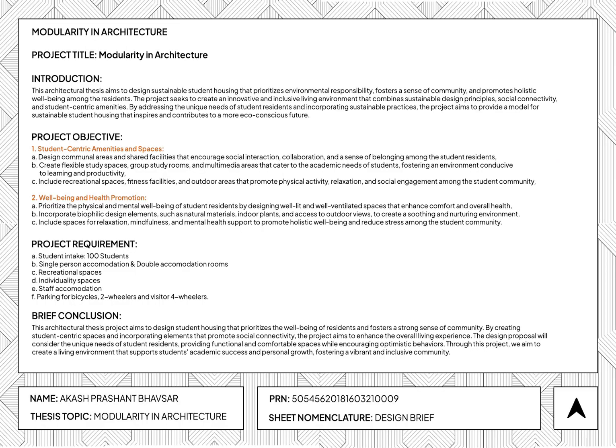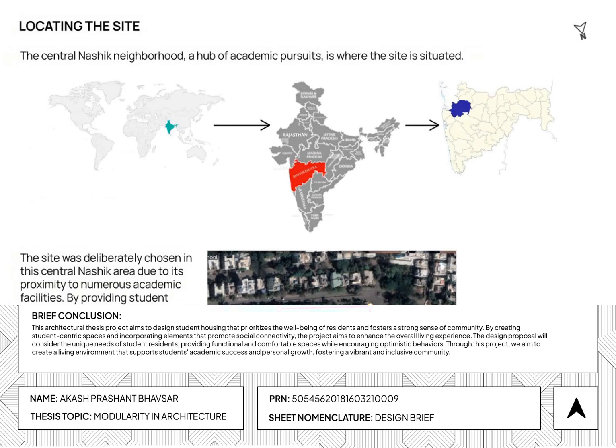Moving on to the design brief, the aim of this project is to focus on the well-being of the students and to create a sense of community amongst them. The design should consider social connectivity and student-centric amenities, addressing the unique needs of students and catering to them.